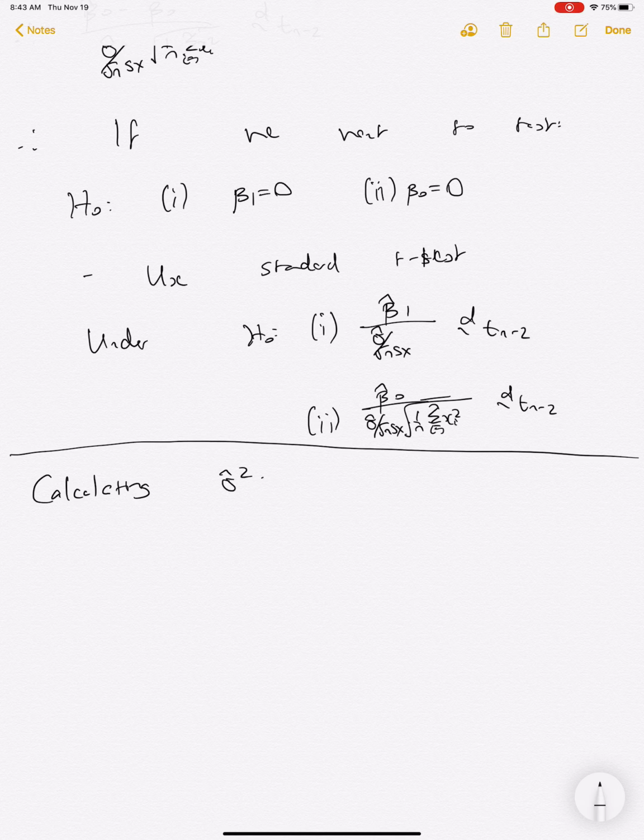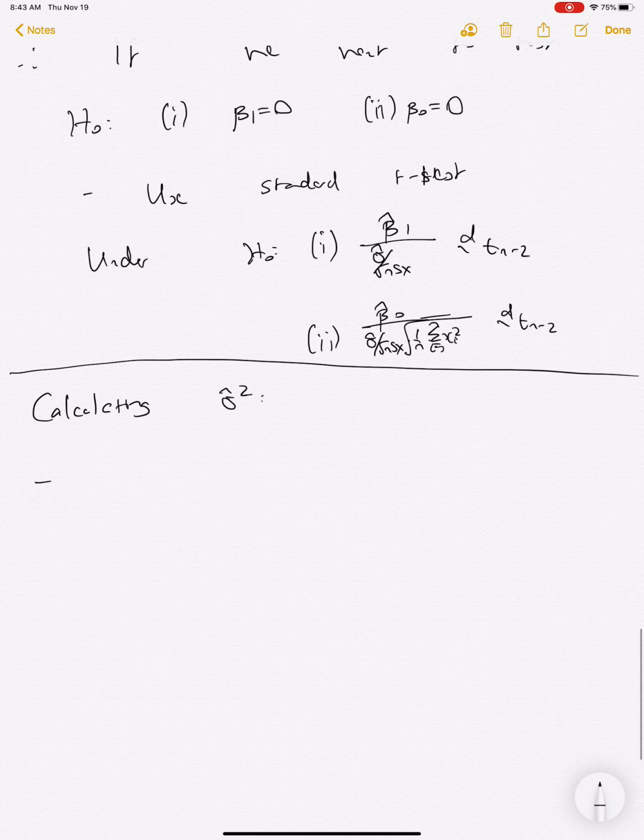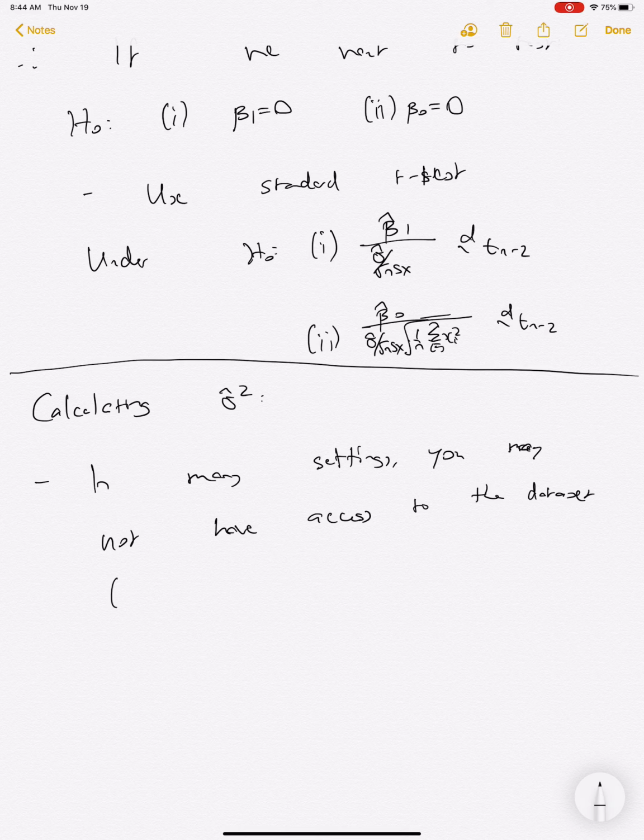So one of the other key pieces that I haven't really spoken about yet is actually how you calculate this sigma hat squared. In many settings, you may not have access to the whole data set, the xi, yi.